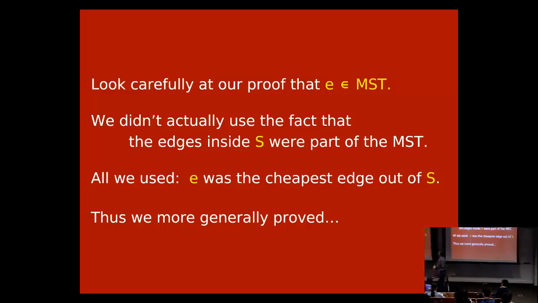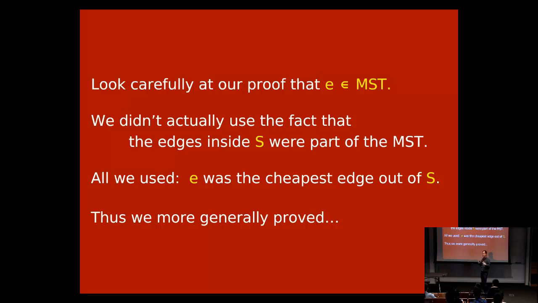Now let me make a small observation here. I don't expect you to necessarily get this, but if you look back at that proof we just did, we actually didn't use the induction hypothesis. We didn't actually use that the edges we'd already found so far inside capital S were part of the minimum spanning tree. You can check. All we really used was that E was the cheapest edge coming out of this set of vertices S. So we actually proved a somewhat more general fact.